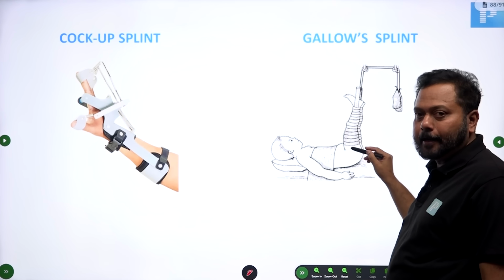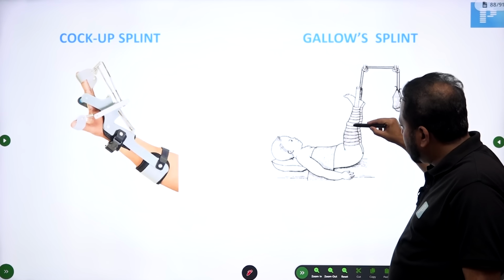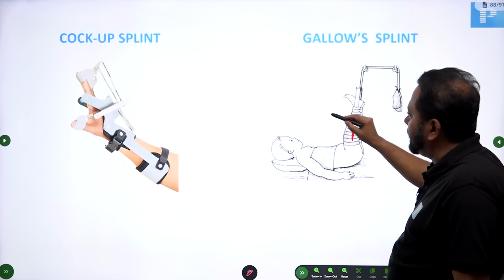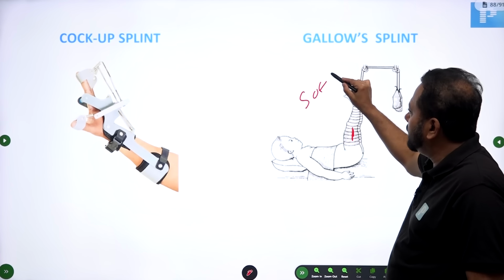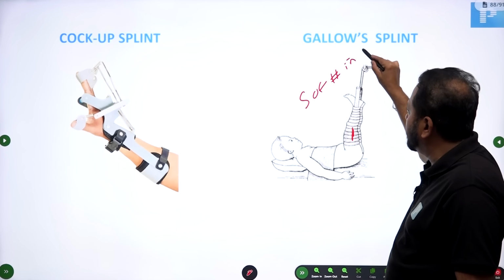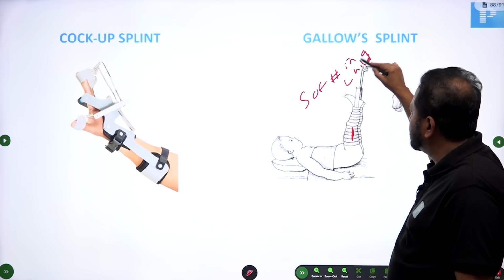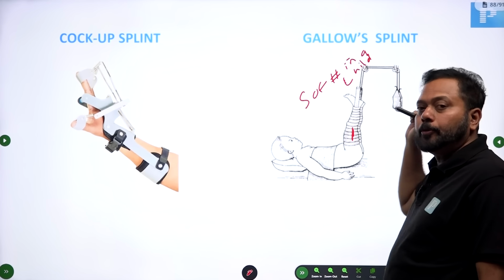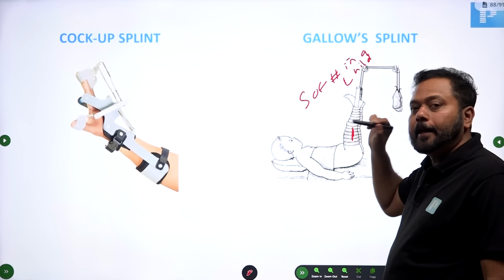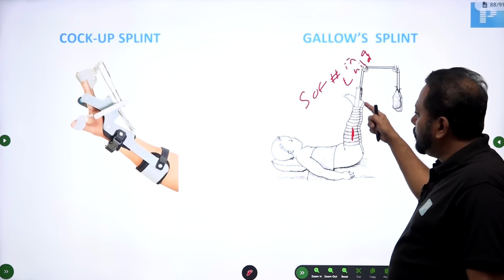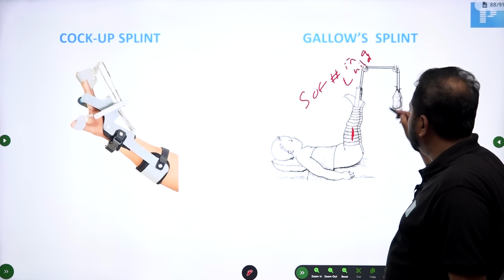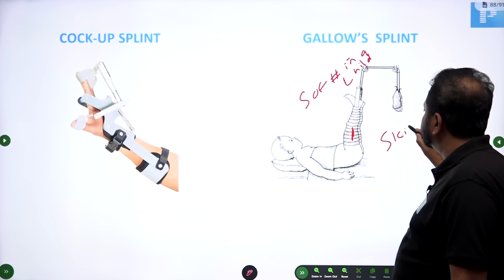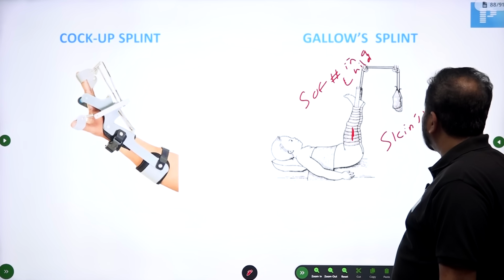You see, this is a Bryant's diagram. You see, shaft of femur fracture in a child. The best splint is gallows splint. Here I have not introduced any pin or anything inside a bone. I am tying only the skin. So gallows splint is a type of skin traction.